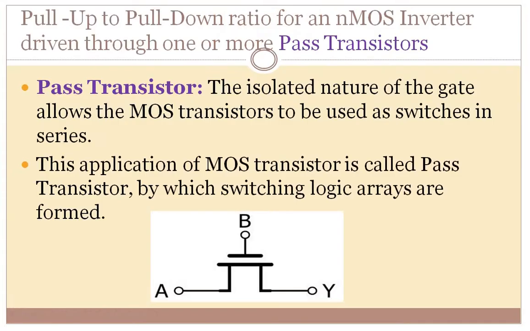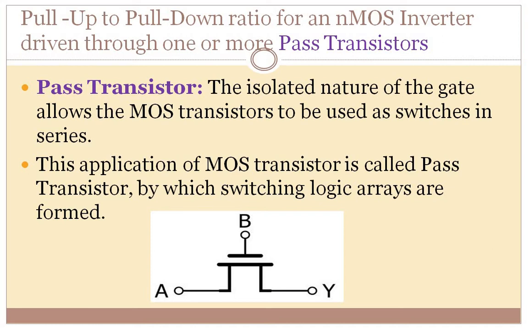So in today's class we will be seeing the pull up to pull down ratio for an nMOS inverter which is driven through one or more pass transistors. Before moving to the topic, first we will see what is meant by a pass transistor. A pass transistor is nothing but an isolated nature of the gate which allows the MOS transistor to be used as switches in series.